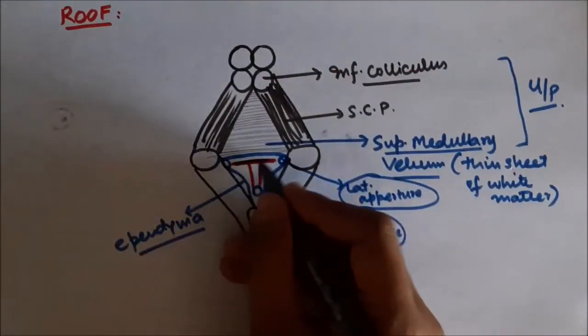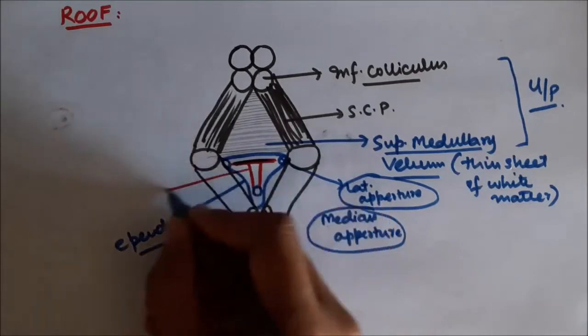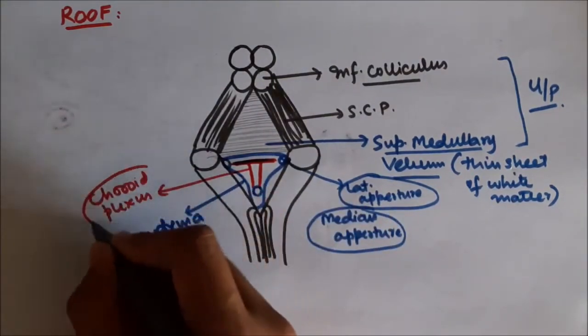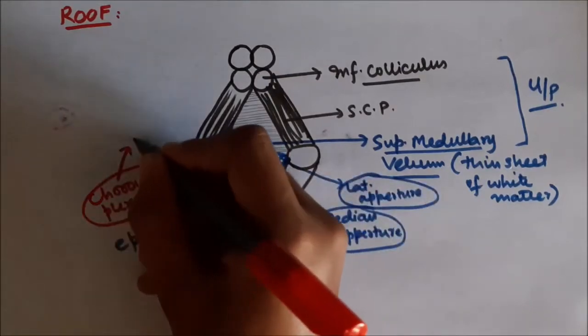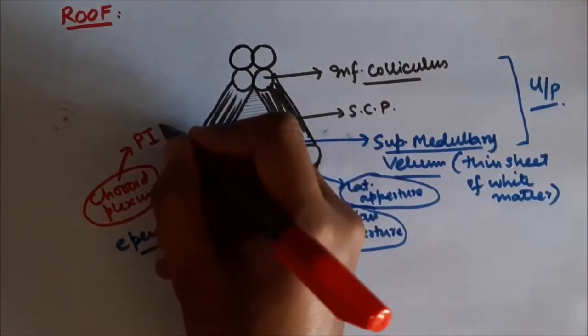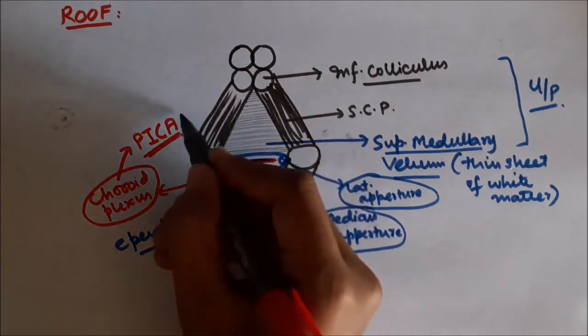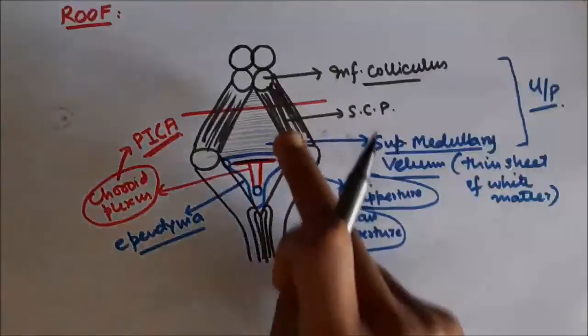This is the choroid plexus of the fourth ventricle, which is formed by the branches of the posterior inferior cerebellar artery. This is the Tela Choroidae of the fourth ventricle. Now, these are structures which are present in the roof. So in the lower part, we have Tela Choroidae and the choroid plexus formed by the posterior inferior cerebellar artery.